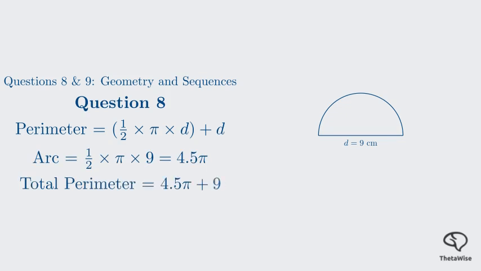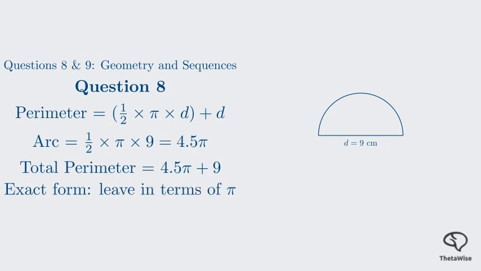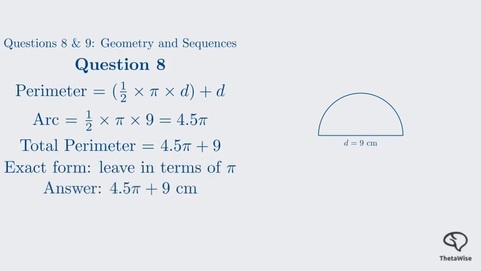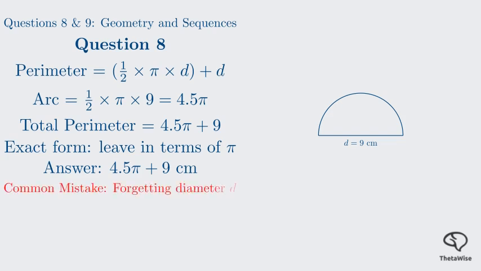The total perimeter is 4.5 pi plus 9. The question asks for the exact form, so we do not use a decimal approximation for pi. The answer is 4.5 pi plus 9 centimeters. A common mistake is forgetting to add the 9 centimeter diameter at the end, only calculating the curved part.